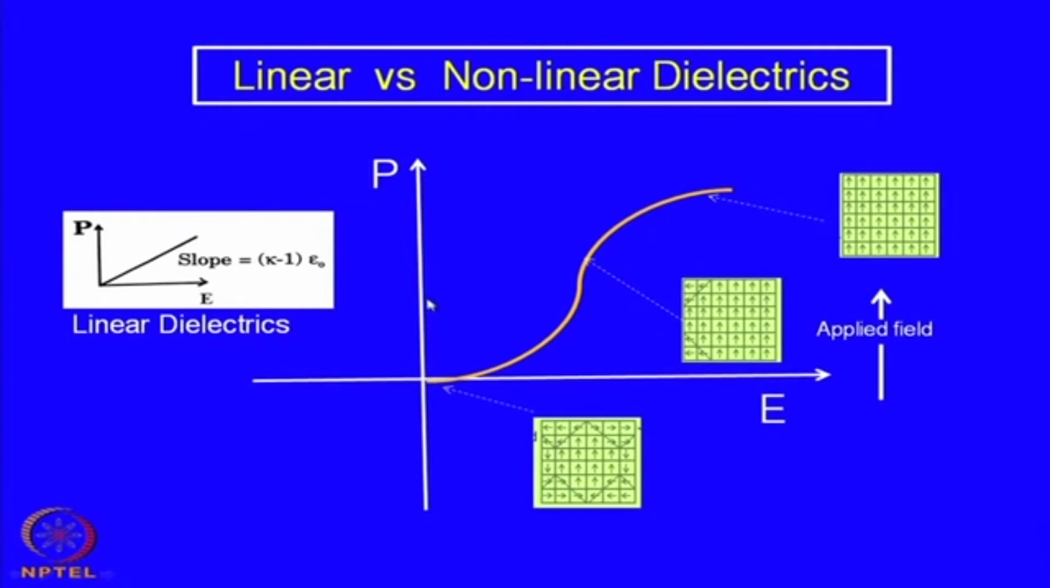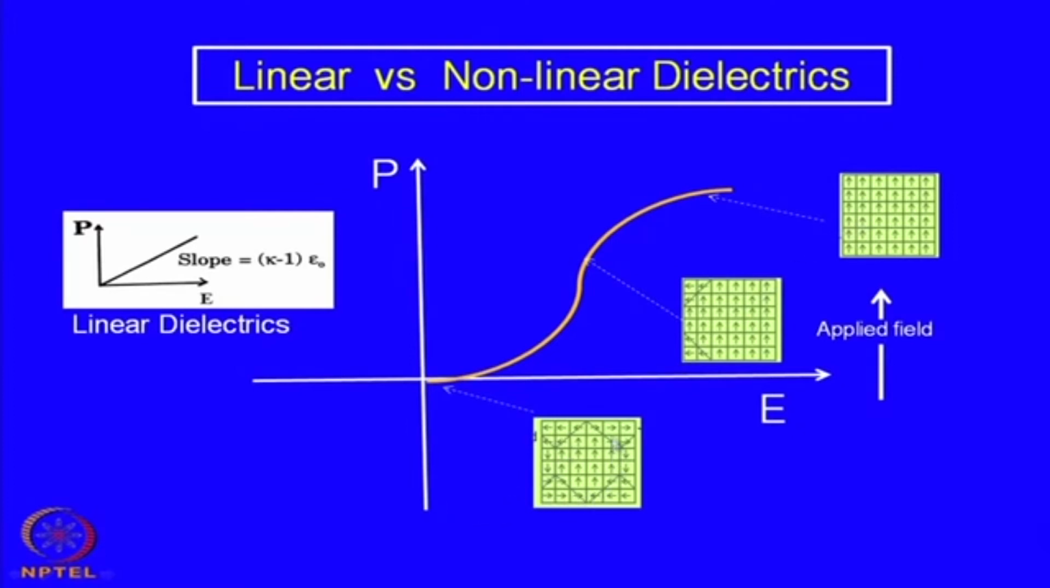When we apply an electric field, at 0 field the polarization is of course 0, although there is spontaneous polarization, the overall polarization is 0. As we increase the electric field the polarization increases, but not in a linear fashion. It follows a concave curvature, and then becomes a convex curvature. Ultimately it saturates at some level. Now, here are the domain structures, which have been shown here.